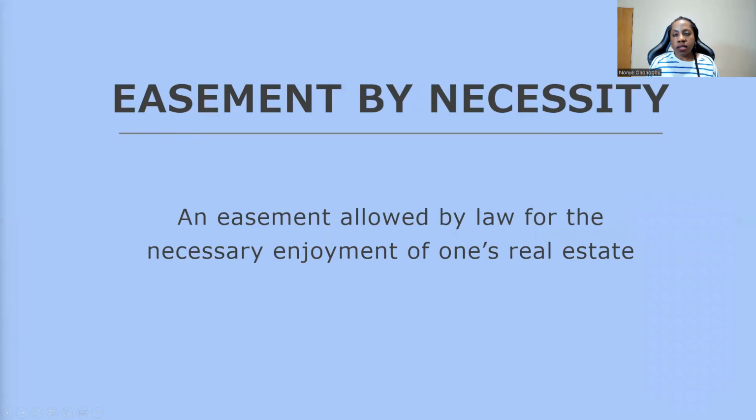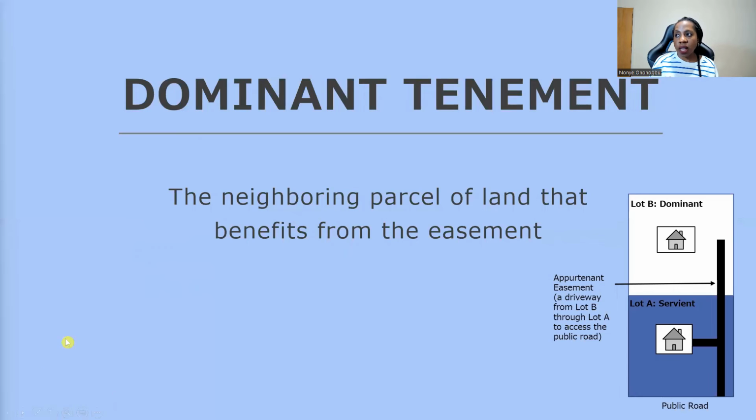Easement by necessity. This is an easement that's allowed by law because it is necessary. So just think of the word necessity, right? So it's a necessary easement. It's something that we need in order to enjoy our real estate. So going back to this slide, this would be an easement by necessity because there's only one way B can, as of right now, get to the public road, and that's by going through lot A.